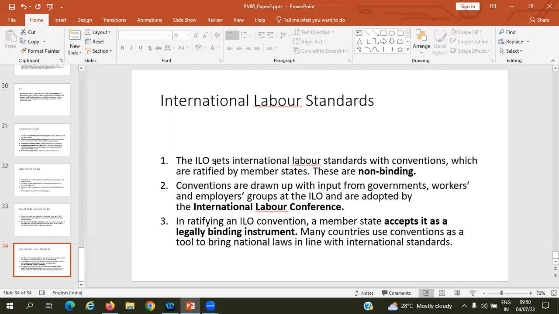But these are different sources. ILO is making standards from the organizations which are country level, state level, or different unions. This could be one objective type question, for example.